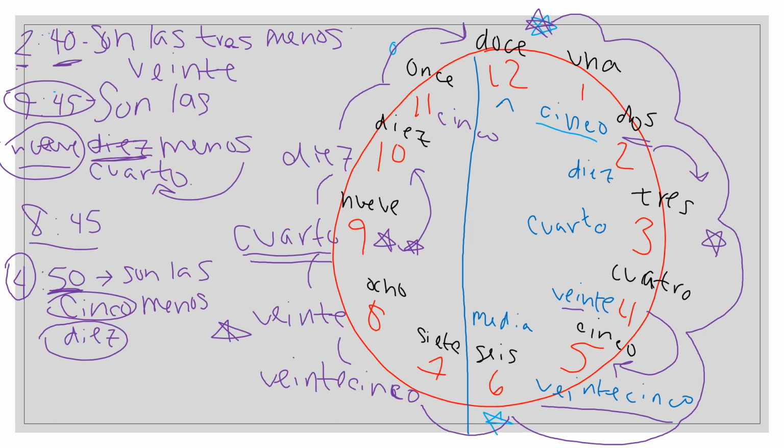Just to recap, before this halfway point in the middle, we have y. After, it's menos. It's son las for everything except uno or una. Una is going to be es la because it's singular. Then everything else is son las. Hopefully that helps you out as you're doing your homework. And like I said, if not, we can always go over it again in class. It will be a quick review in la mañana. All right, good luck, buena suerte.